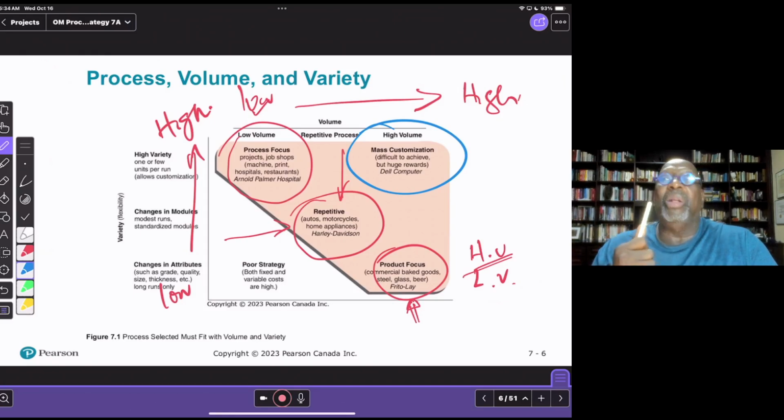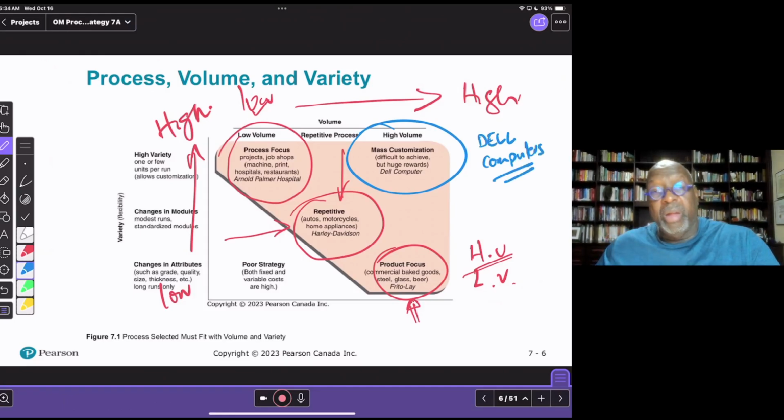Well, you can. And one of the early adopters of this concept of mass customization was Dell Computers. There's all kinds of articles written about Dell Computers. So if you really dig deep into mass customization, you get your volume by using a repetitive process, all right? But then you get your flexibility or your variety by having what you call modular design.